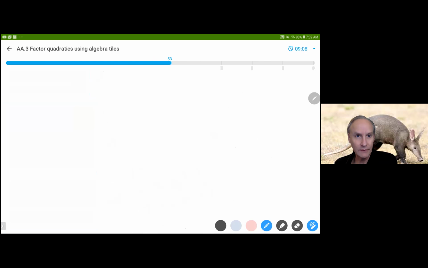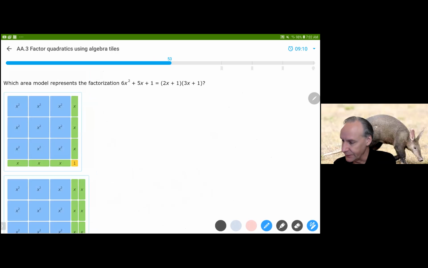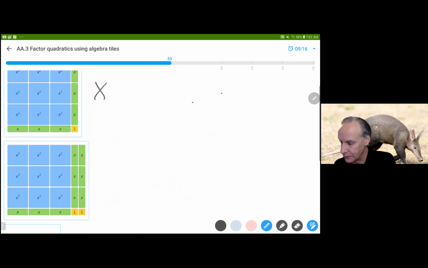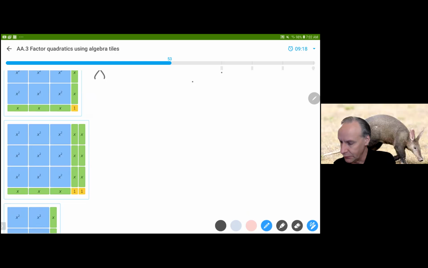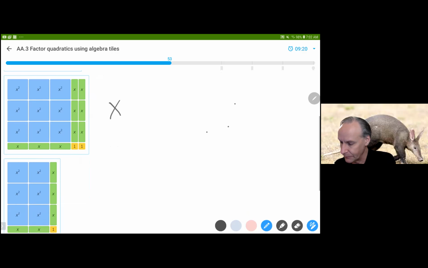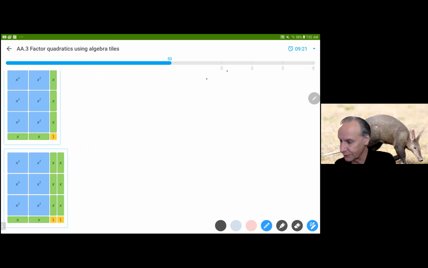Hopefully I'm not going too slow for you. I'm going to go a little faster in a bit. 2x plus 1, 3x plus 1. Nope. Nope. 3x plus 1, 2x plus 1. There it is.